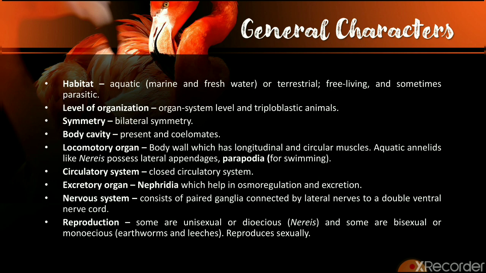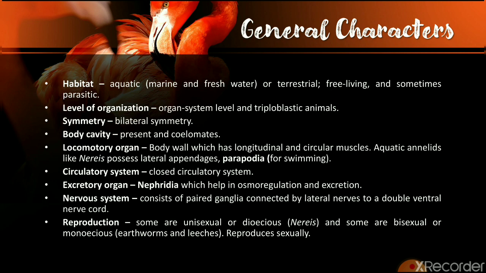They show a bilaterally symmetrical body. They are true coelomate animals. It means they contain a true body cavity which is lined by the mesoderm. The body wall, which has longitudinal and circular muscles, helps in locomotion. Aquatic annelids like Nereis possess some lateral appendages called the parapodia, which help them to swim.